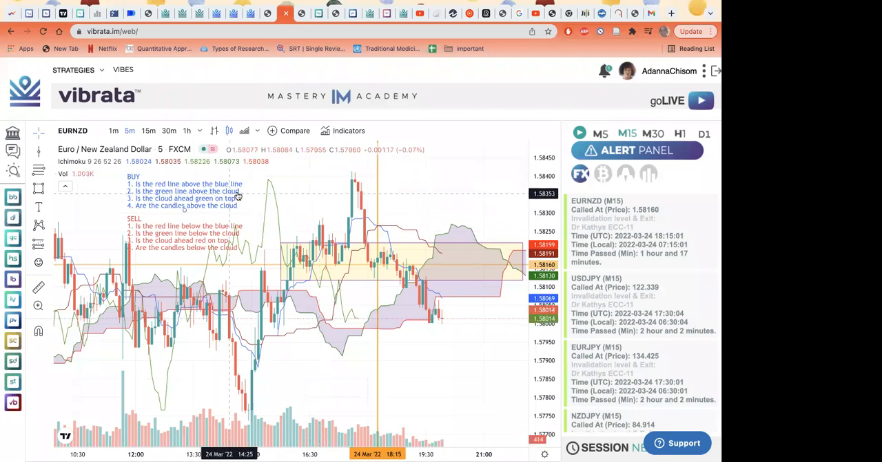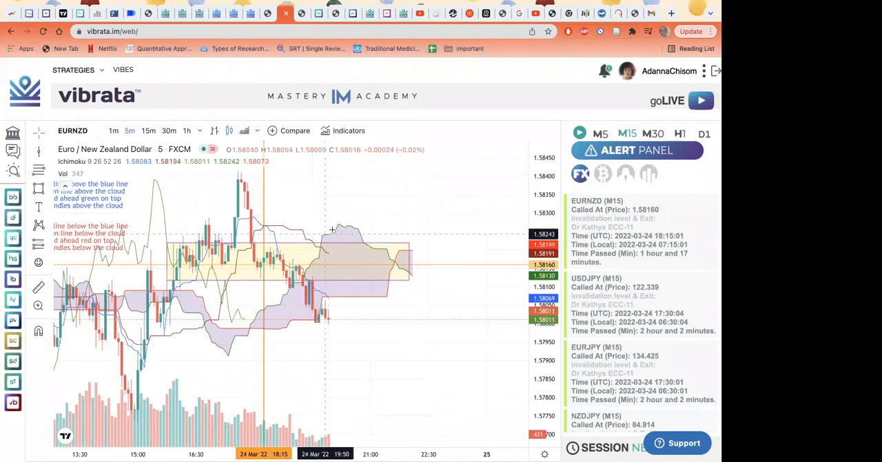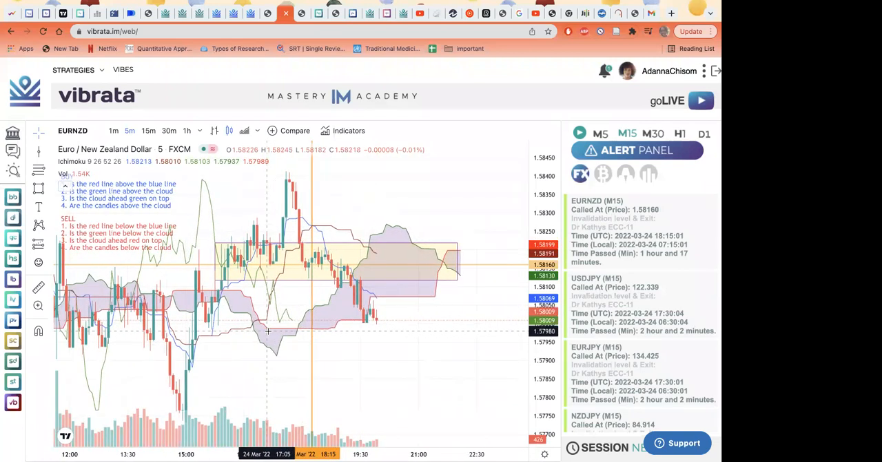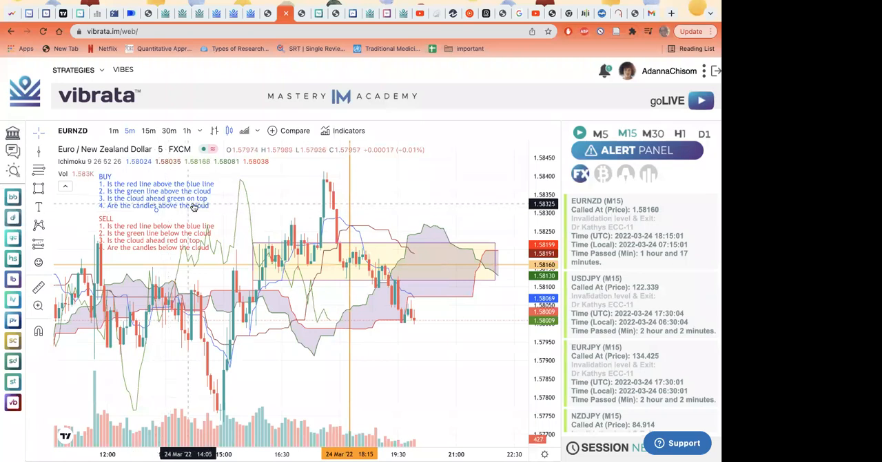It says is the green line above the cloud. So you have to look forward, right? Yes, the green line is actually above the cloud. And then it says again, is the cloud ahead green on top? Sorry, I just answered it, the cloud ahead green on top. Is the green line above the cloud? That's this one, right? It's the green line above the cloud.